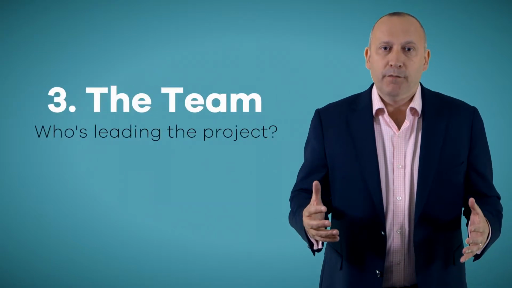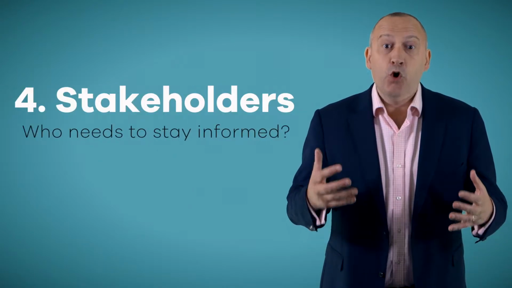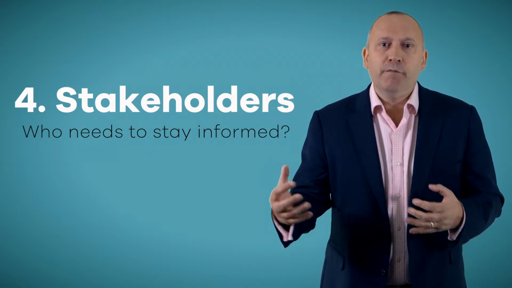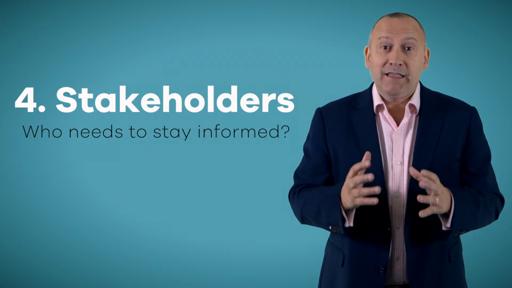Section 3: who's on the team and who's leading the project, and which functions do they represent? Section 4: who are the stakeholders? Who do we need to keep informed and involved from time to time to make sure the project stays on track and stays in scope?